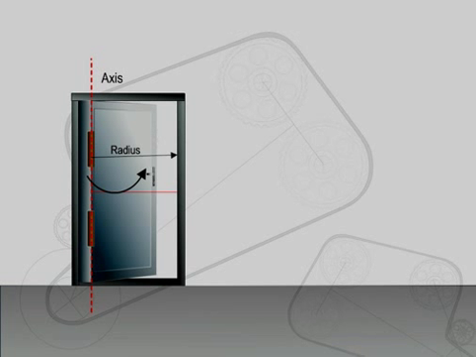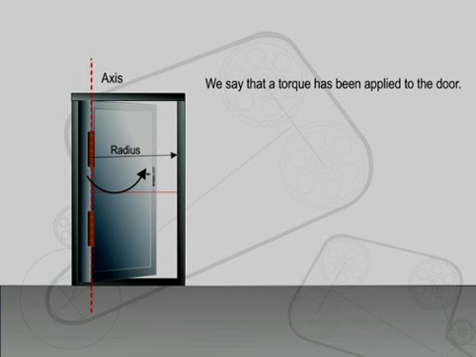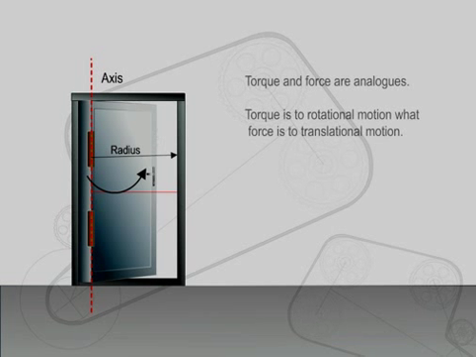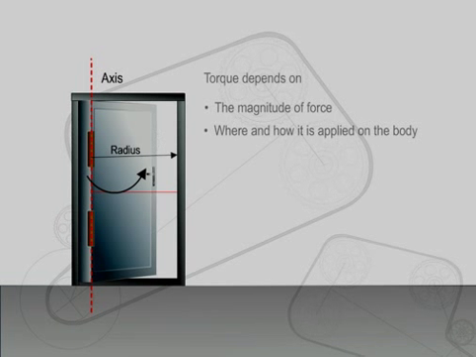When a force is applied at a point on a body to produce rotational motion in the body, we say that a torque has been applied to the body. Torque is to rotational motion what force is to translational motion. The magnitude of torque applied on a body depends on the magnitude of force. It also depends on where and how it is applied on the body.